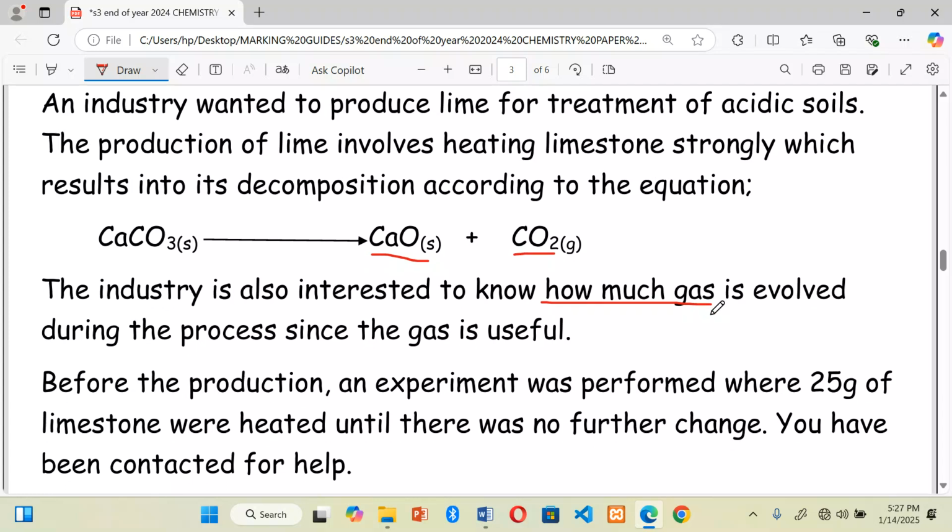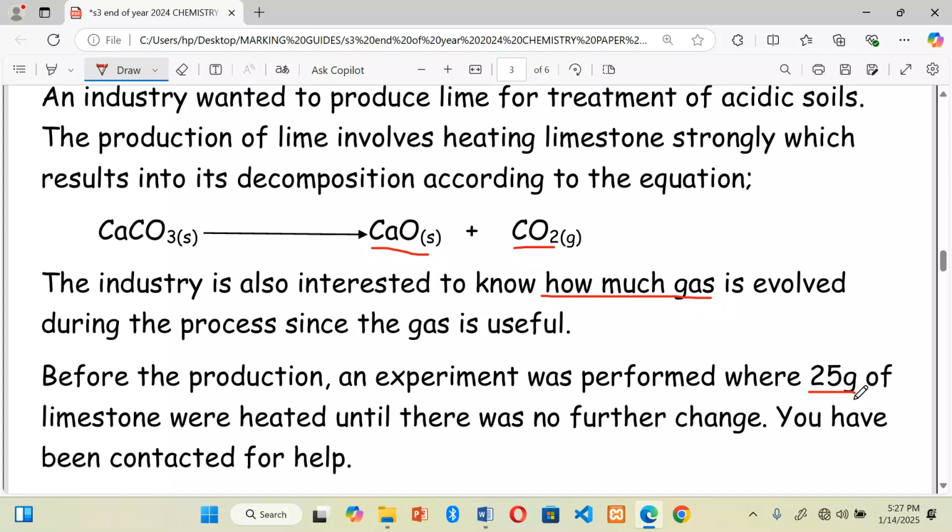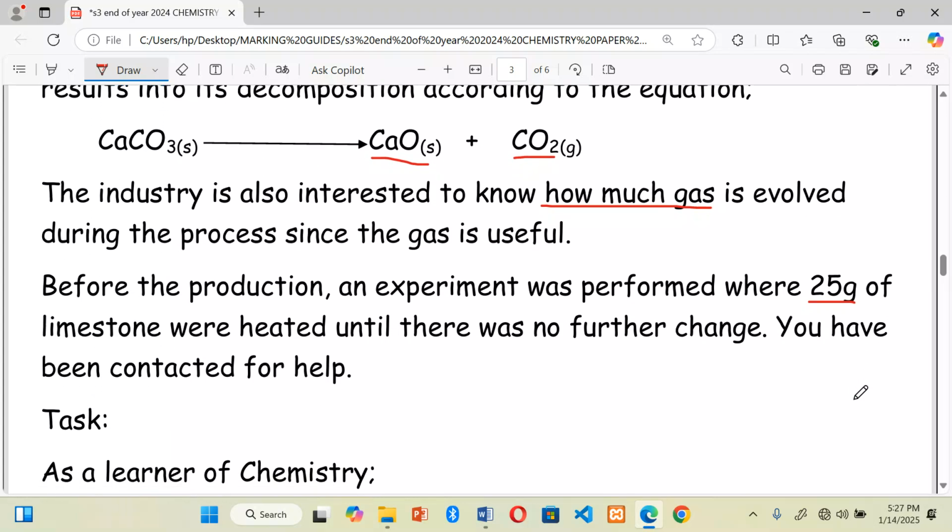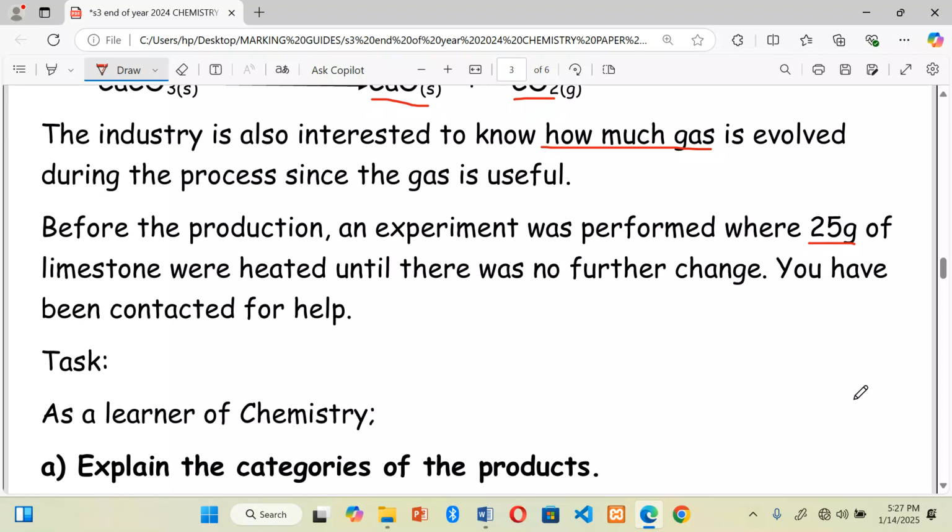Before the production, an experiment was performed where 25 grams of limestone were heated until there was no further change. You have been contacted for help. Task. As a learner of chemistry, explain the categories of products. Explain the categories. Now English here should also work.